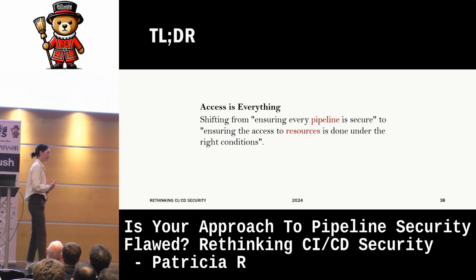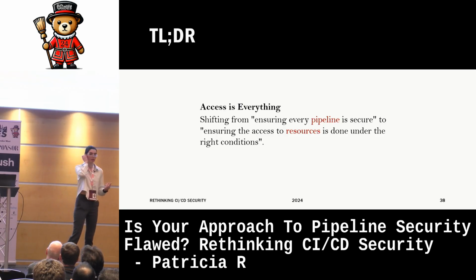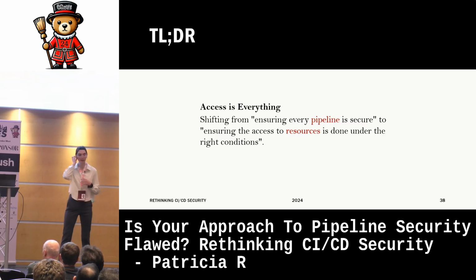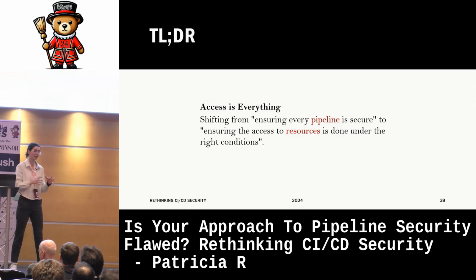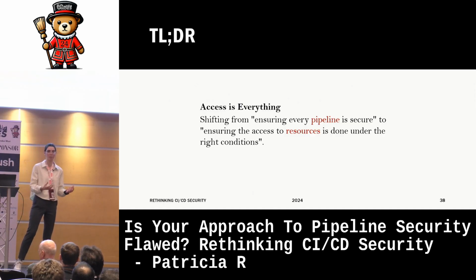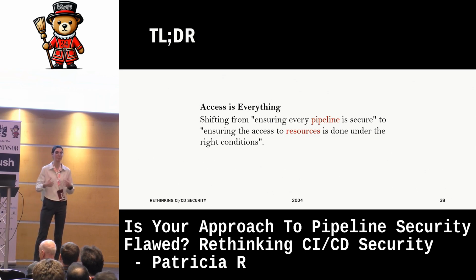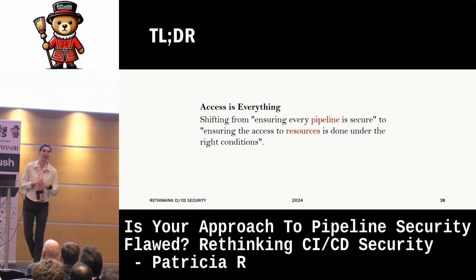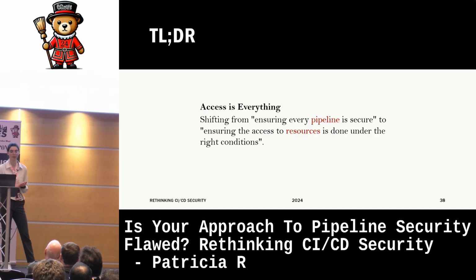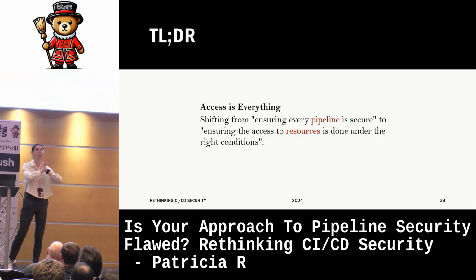This is the TLDR. It's really all about focusing on the access that the pipeline has, instead of trying to run around to make every single pipeline secure. You can do that. I'm just saying, it has helped me a lot just focusing on the actual resources that are being accessed. Because since I started the talk, probably 100 more pipelines have been created, and it's really hard to keep track of them. So if you focus just on the resource, which might be used by those 100 pipelines, you only need to focus on securing one thing.